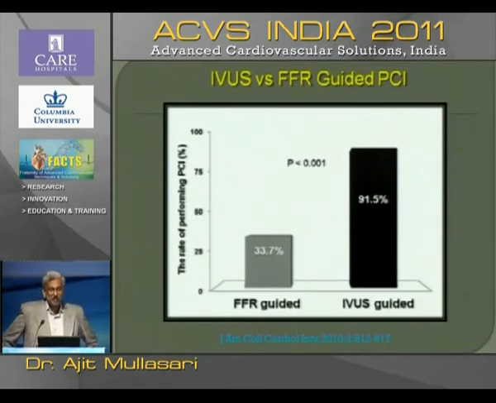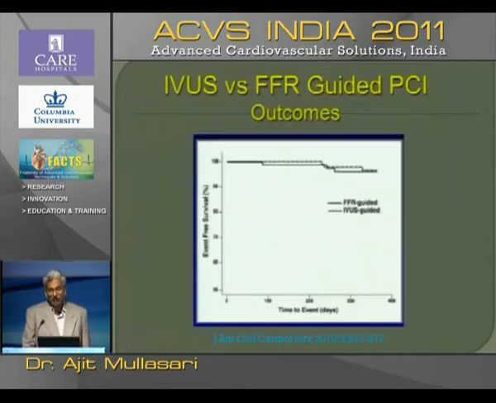What is the difference in the rate of performing PCI if you guide it by IVUS or FFR? Clearly, FFR-guided PCI reduces the number of PCI in the lab, and clearly that may lead to cost cutting and cost improvement. The IVUS versus FFR-guided PCI makes no difference in outcomes. So it's important that if you don't need to treat patients, you really don't need to touch them.